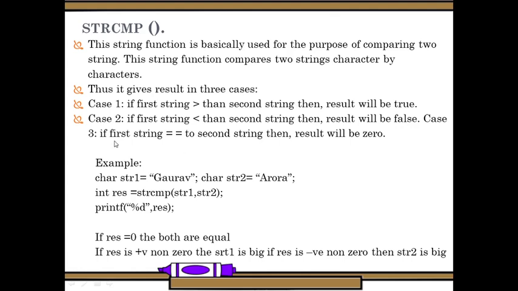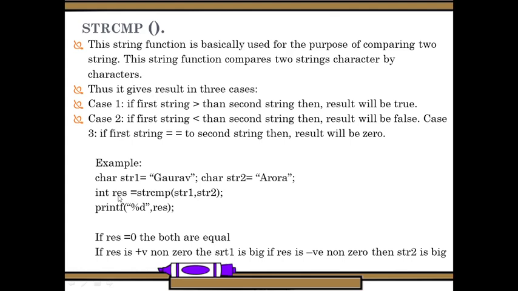If both the strings are equal, then the result will be 0. That's why we call it a true case, false case. So let us see an example. String 1 is Gaurav, string 2 is Aurora. We compare here 1, 2, 3, 4, 5, 6, six characters, and it compares character for character. The first character is G, no match. It terminates here only, and it returns the result.